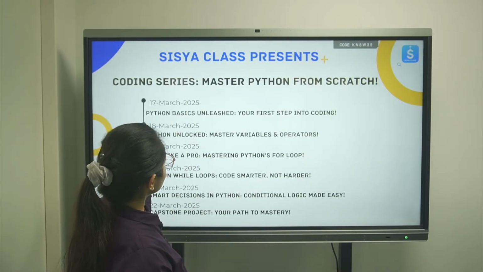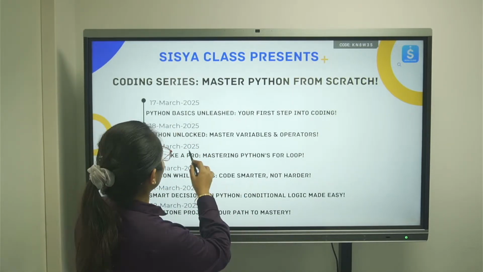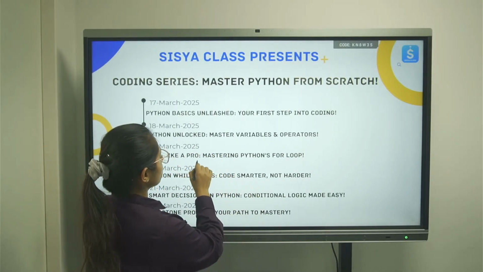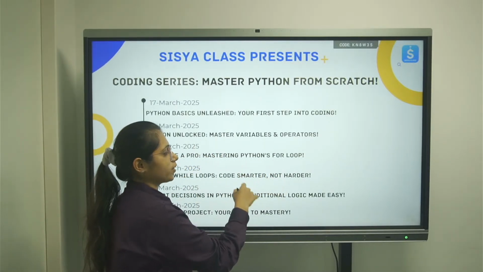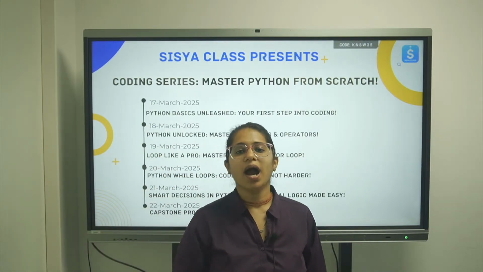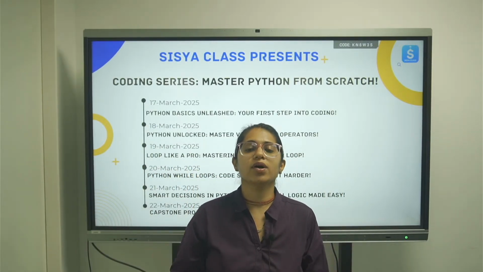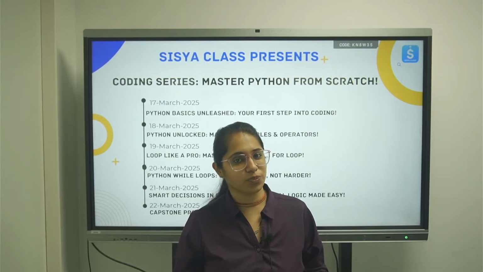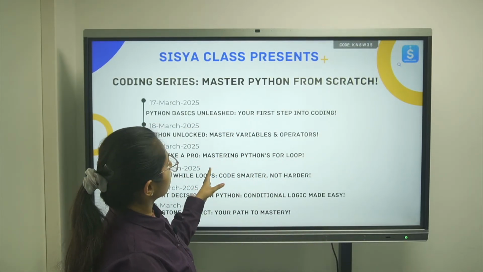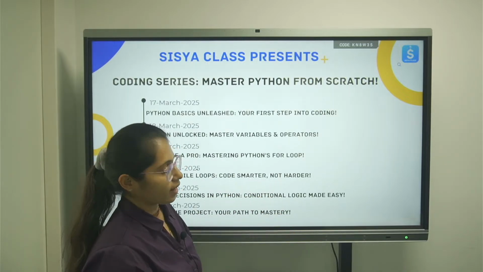Next, on 19 March, we'll be doing Loop Like a Pro, mastering Python's for loop. We are going to learn about loops, how loops help in coding, how they will make your code much easier and much better. The next step is Python while loops, code smarter, not harder. So there are multiple loops.